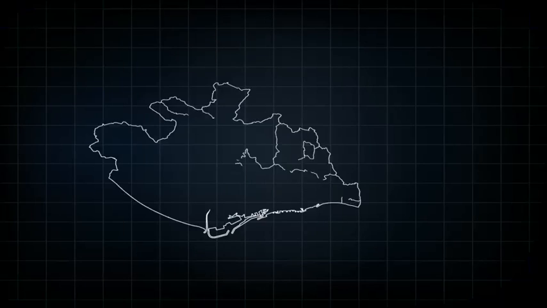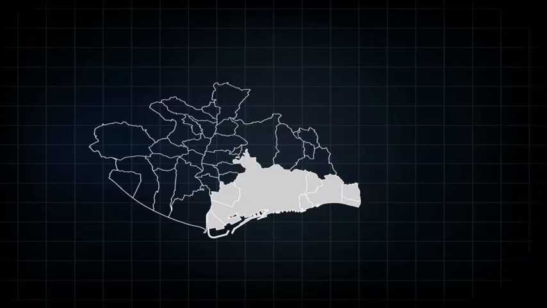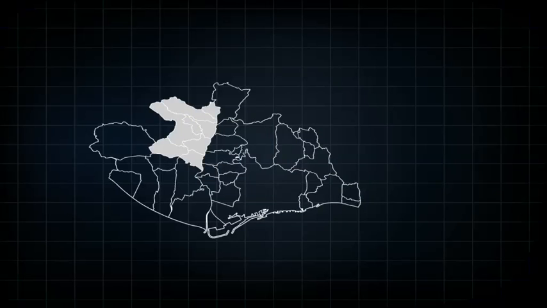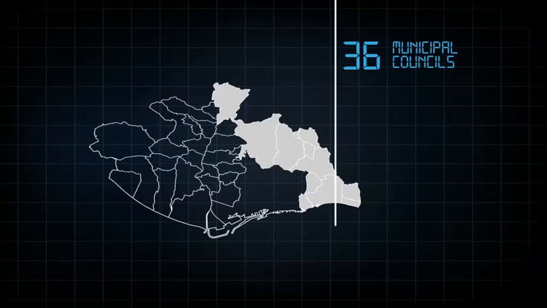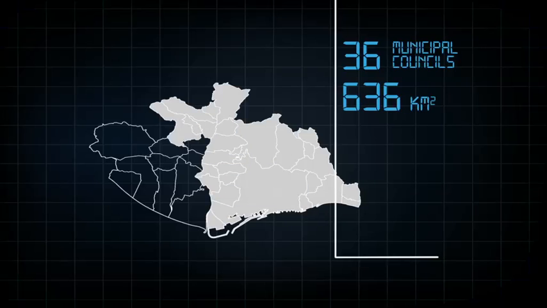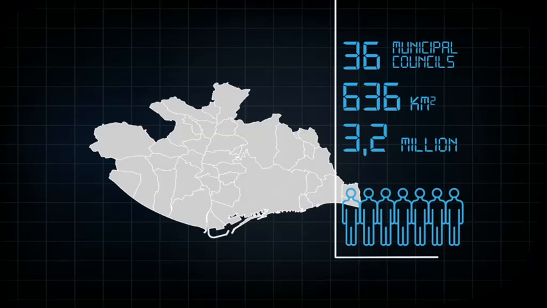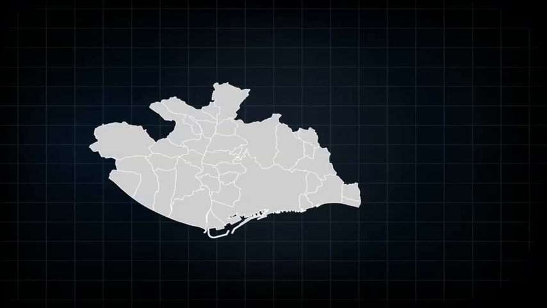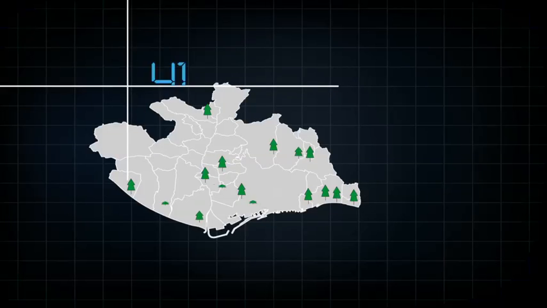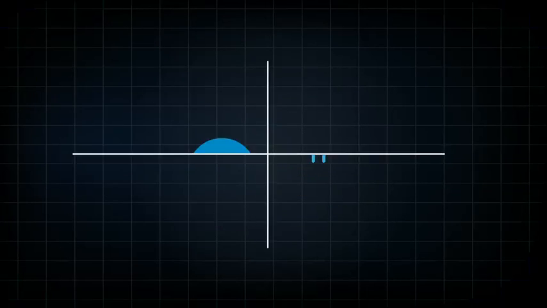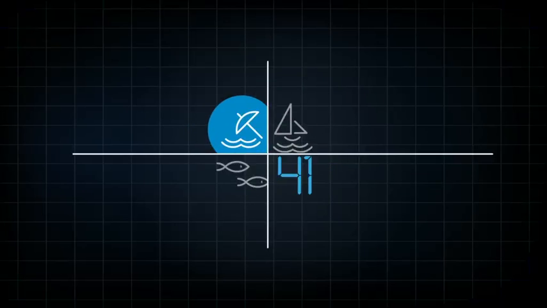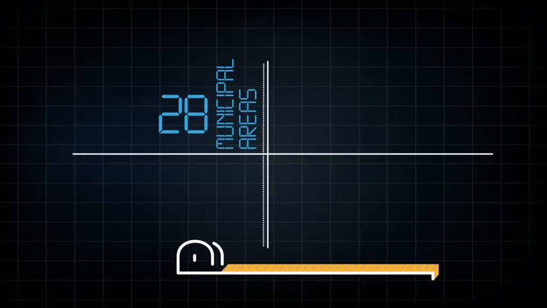The AMB is the metropolitan area of Barcelona's public authority, made up of 36 municipal councils, covering an area of 636 square kilometers and where more than 3.2 million people live. The metropolitan municipal councils have entrusted the AMB with the management and maintenance of its 41 large urban parks and 41 beaches, spread over 28 municipal areas and covering a total area of 225 hectares.